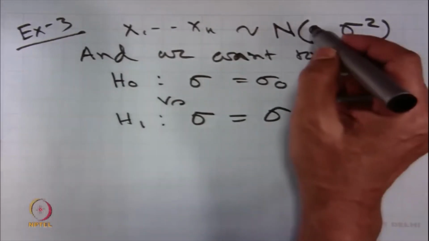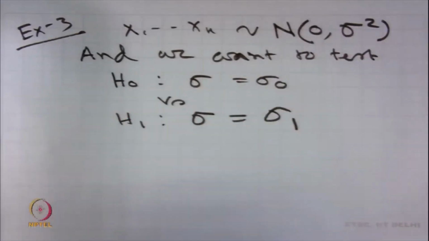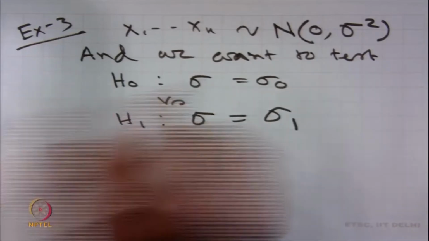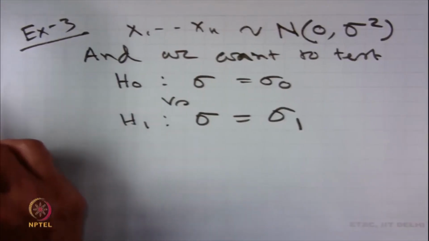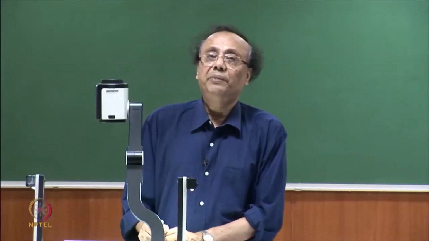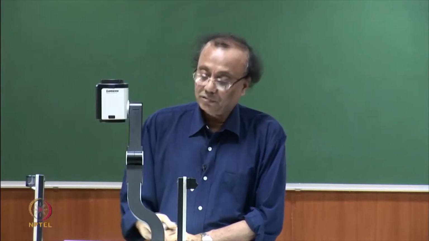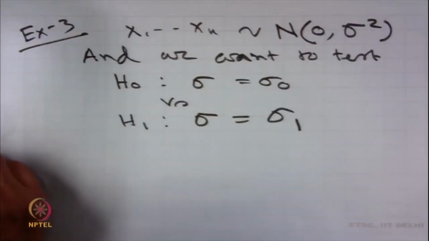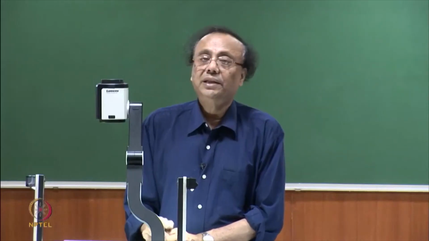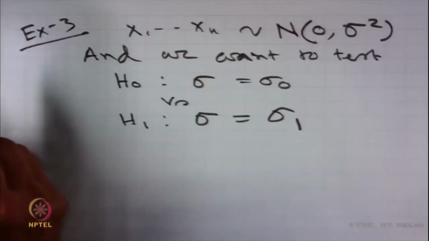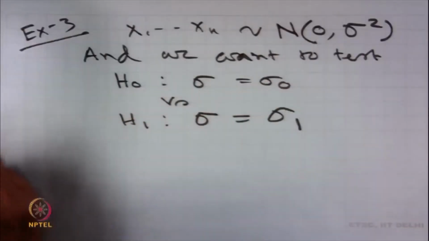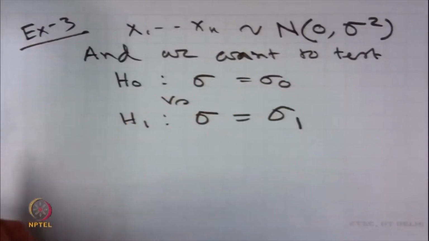Note that we have kept the mean to be 0. This is only for ease of calculation. If the normal distribution has the mean known, which is mu, then instead of x 1, x 2, x n, we can always look at y 1, y 2, y n, where y i is x i minus mu, and therefore, we will come back to normal 0 sigma square.